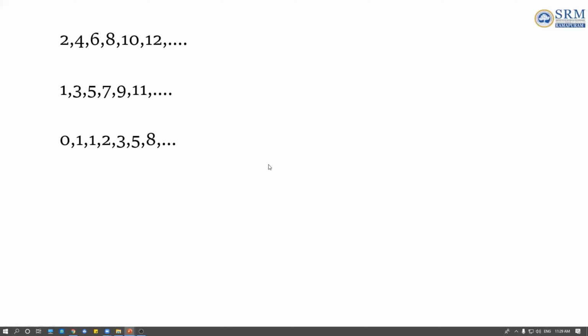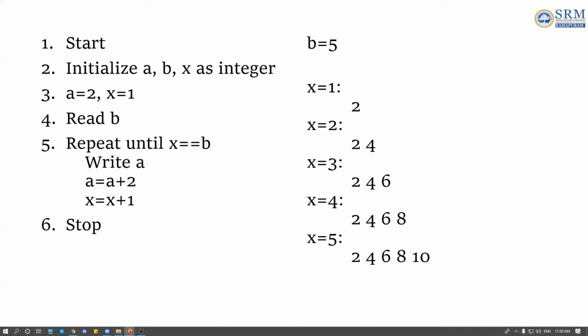So we'll be forming a pseudocode of the following three series. So let's begin. Our pseudocode begins again with start. We would initialize a, b, and x as integers. What we'll be working on, the number we'll be displaying, is a. The value of b is the limit we are going to set, because we can even create a series of 5 elements or 50 elements or 100 elements.